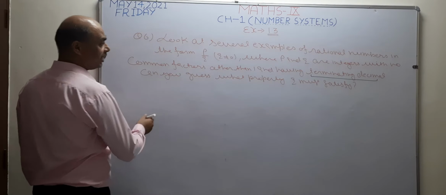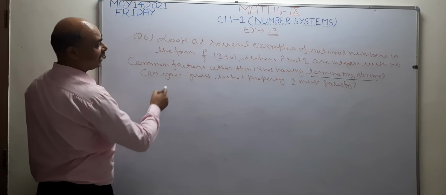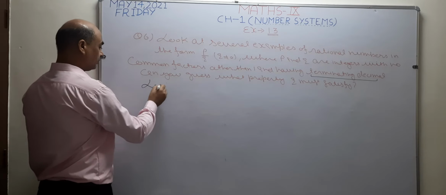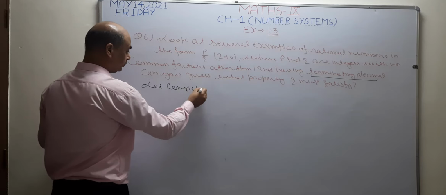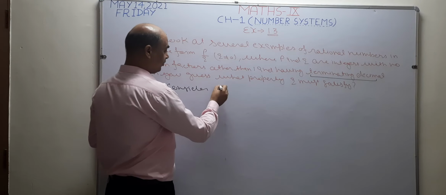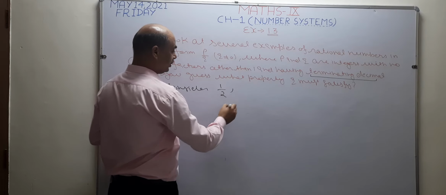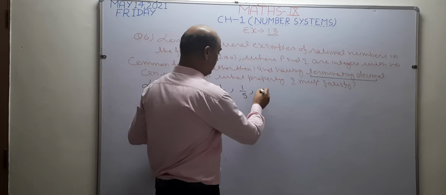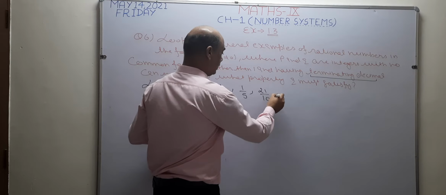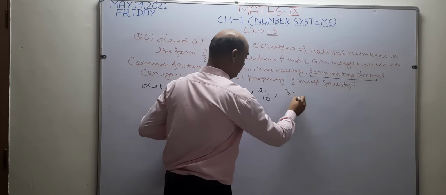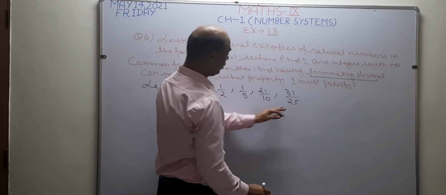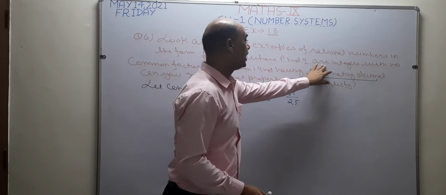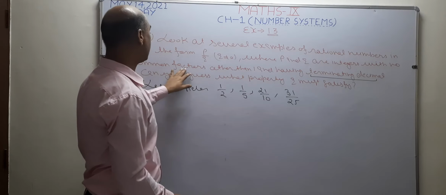So I want to take some examples of rational numbers which represent terminating decimals. Let us consider some rational numbers. I take one number 1 by 2, another 1 by 5, another 21 by 10 and 31 by 25. I take 4 examples, where p and q are integers with no common factor other than 1.